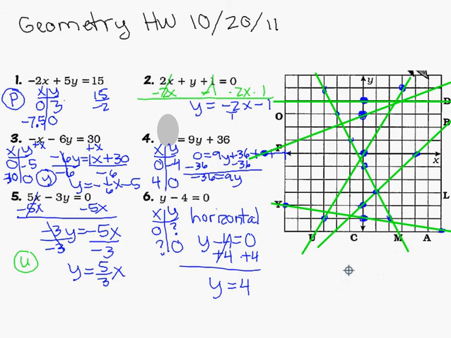So anyway, there are the first 6 problems on that side of the worksheet. Hopefully that helped a little bit to show you some different strategies for graphing when the equation isn't in the nicest form.